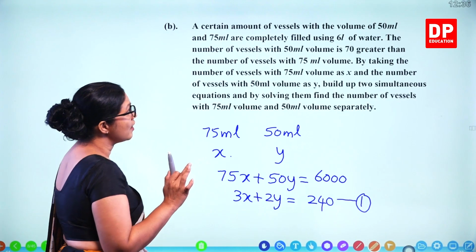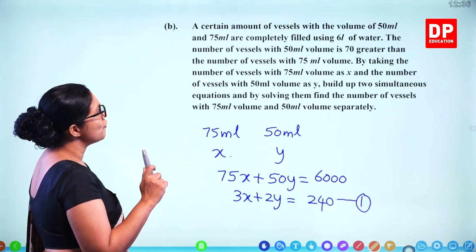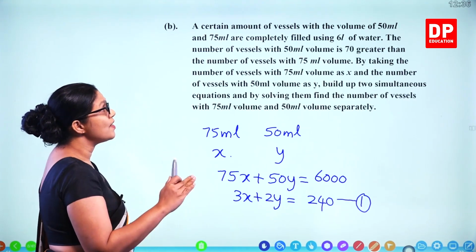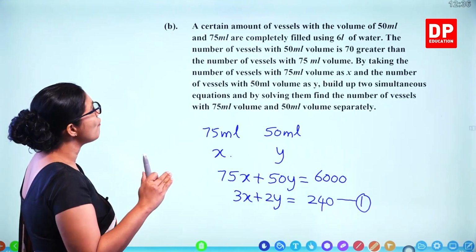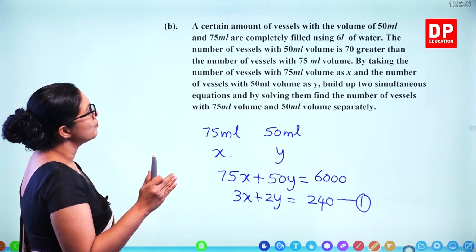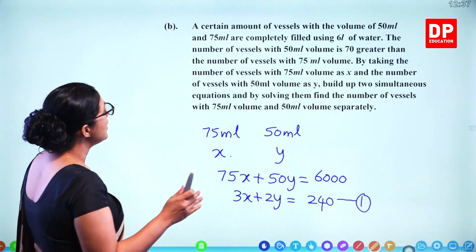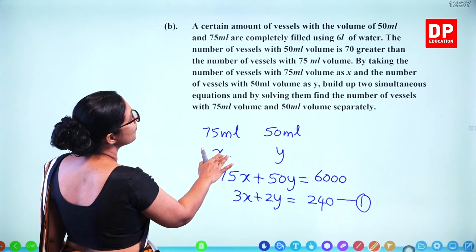Now what's the second equation? Read the question. The number of vessels with 50 milliliter volume is 70 greater than the number of vessels with 75 milliliter volume. So 75 milliliter volume is this one, x.